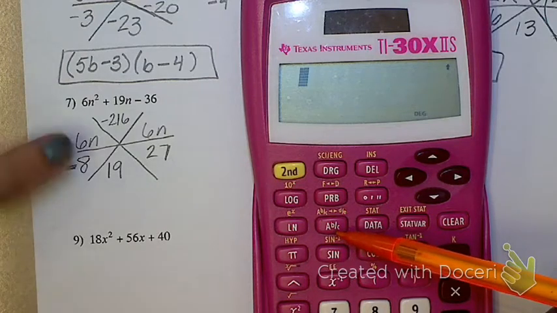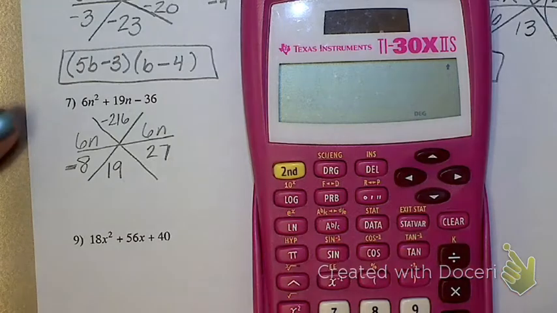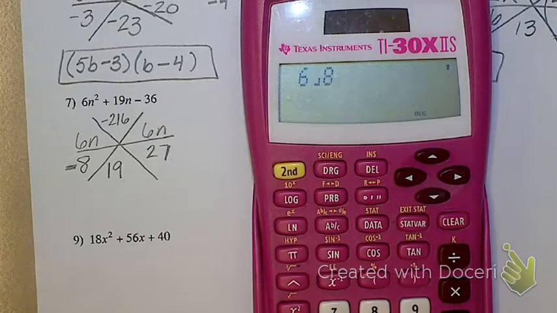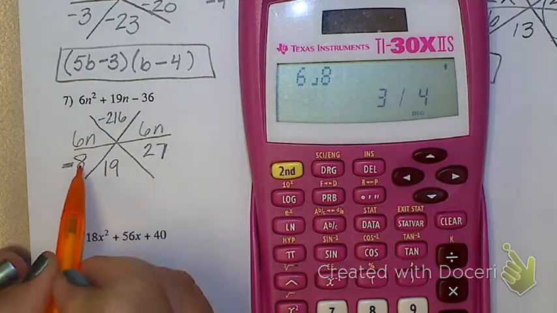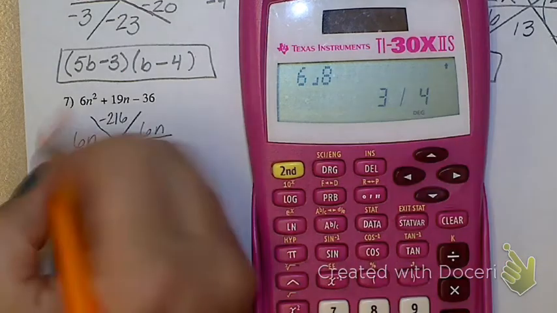So watch what I'm going to do. 6 over 8. I'm going to ignore the negatives for right now. But if I do 6 and then that fraction button and 8 and I hit enter, my calculator reduces it for me, which means that's one less mistake I have to worry about making. So 6n over negative 8 would reduce to 3n over negative 4.